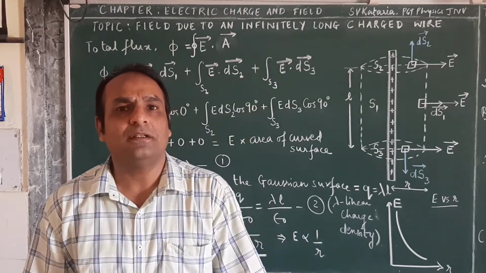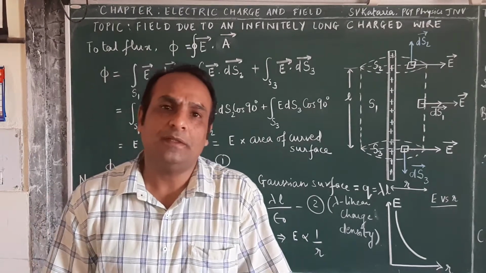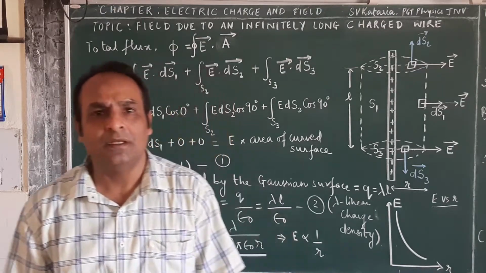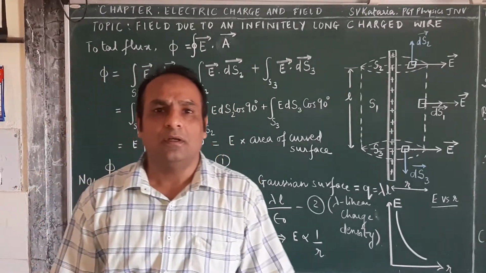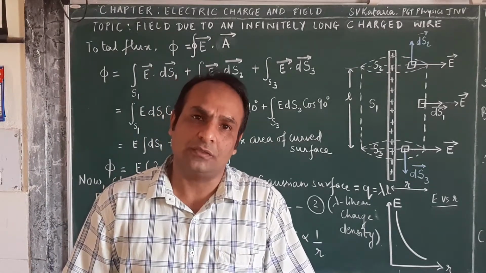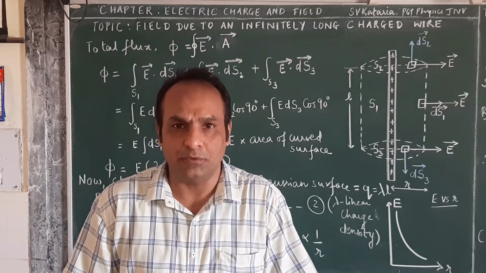And Gauss law stated that electric flux through any closed surface is 1 upon epsilon naught times the charge enclosed by that closed surface. Here we have applications of Gauss law, that how Gauss law was helpful in determining the electric field due to continuous charge distributions.